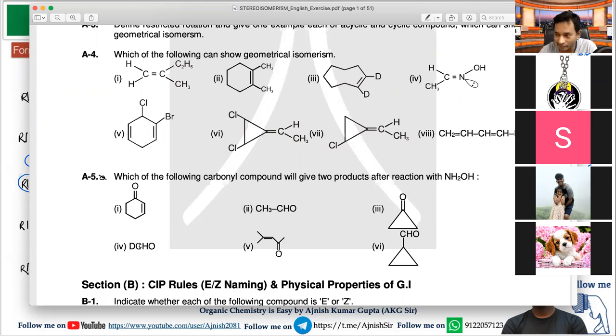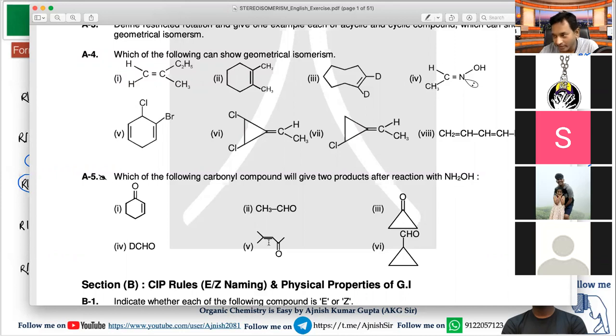Think for this. Hydrogen is replaced with deuterium. This is the isotope of hydrogen. This aldehyde, what will you say, symmetrical or unsymmetrical? Unsymmetrical. Very good. When this unsymmetrical aldehyde reacts with hydroxylamine, will the number of products be 1 or 2? 2. Very good. What about this? Is this ketone symmetrical or unsymmetrical? Unsymmetrical.